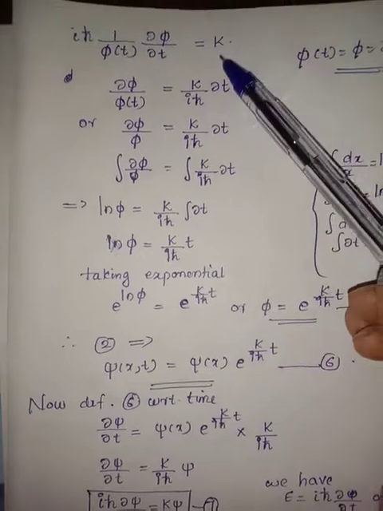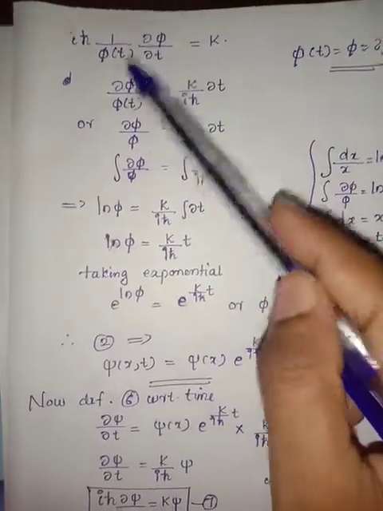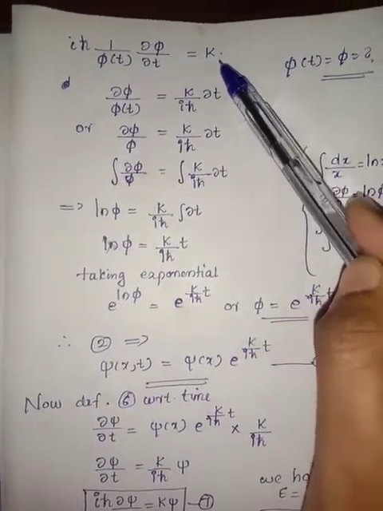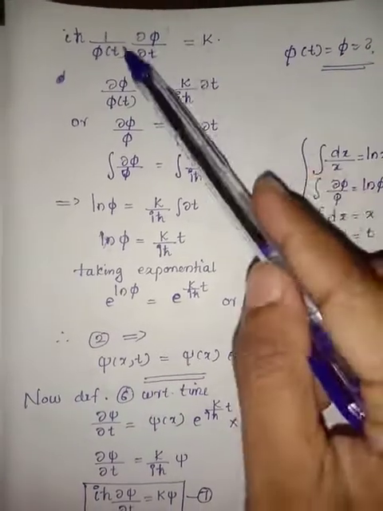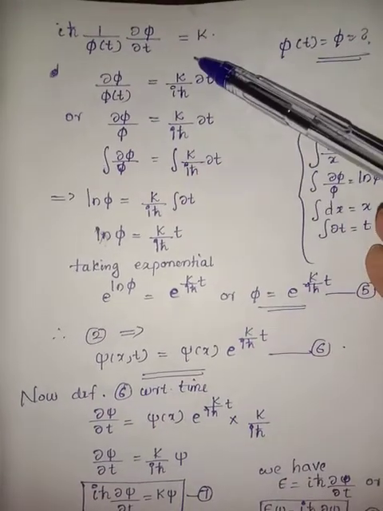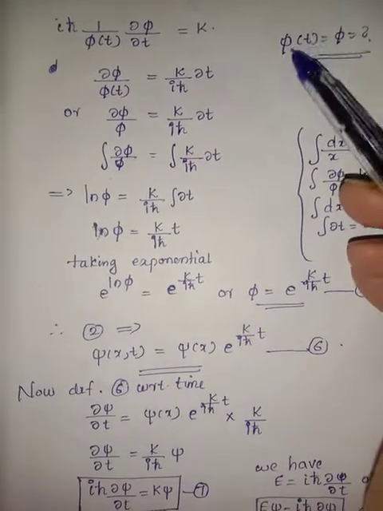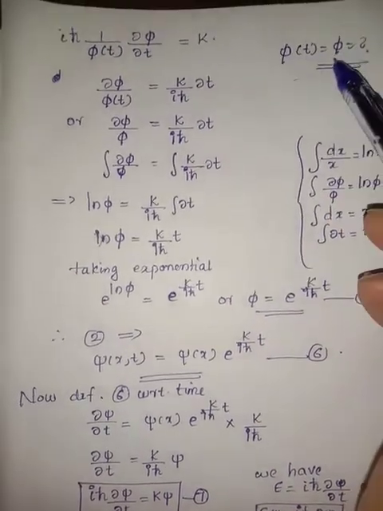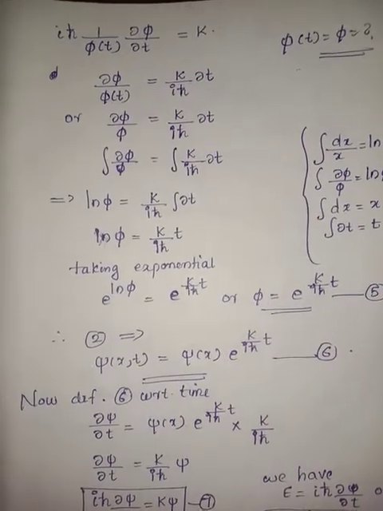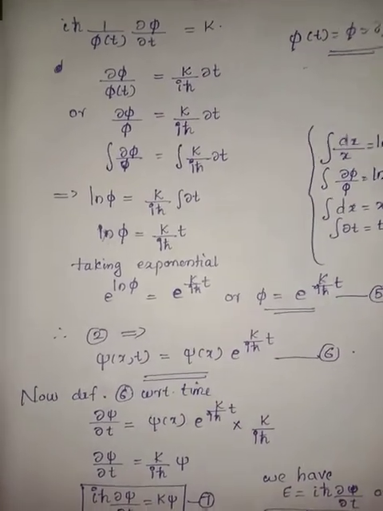Now we have iħ (1/φ(t)) ∂φ/∂t equal to a constant, that is K. The left-hand side is equal to a constant. From here we are going to find what is this φ(t), or simply φ. φ(t) means the function φ. So we have to find an equation for this φ(t).